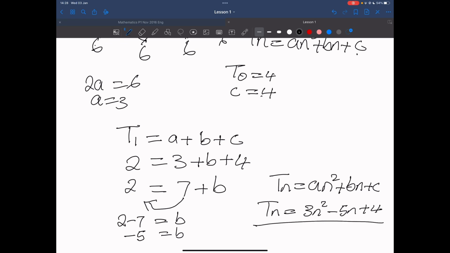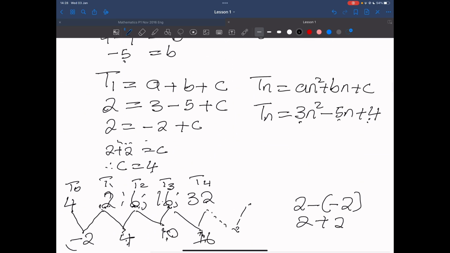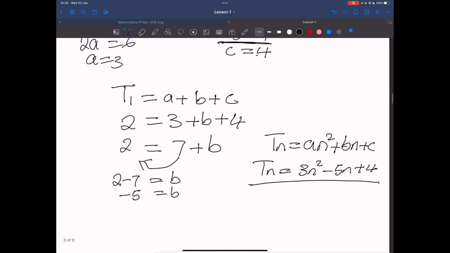So if you look at this equation, that's where we started with C first. We calculated C first. So we need to remember that C is term number 0. So we got C first to be 4, and then later we got a B. So if we compare this equation with this equation, you can realize that we have the same answer. So it's 3n squared minus 5n plus 4. So you need to decide which one you want to start with.